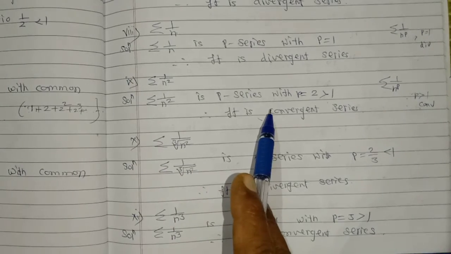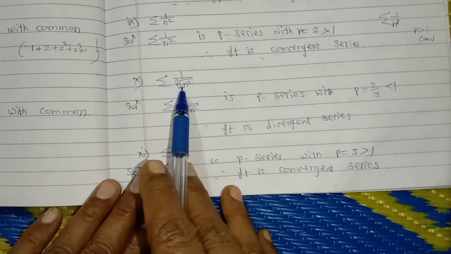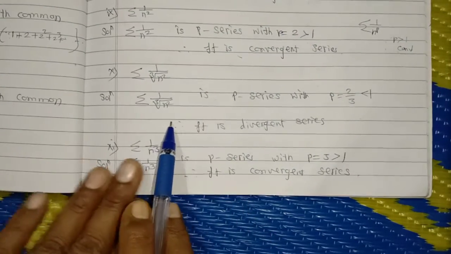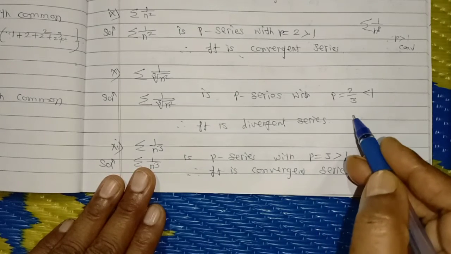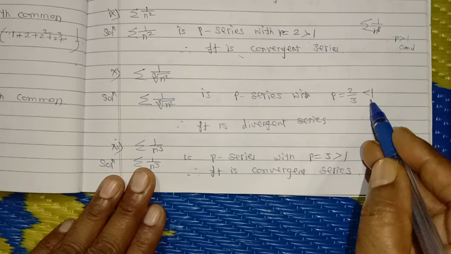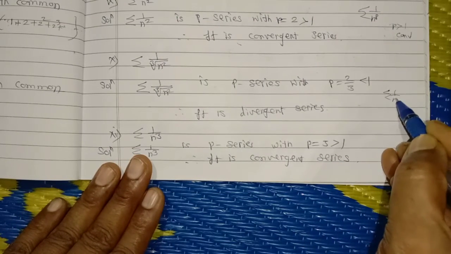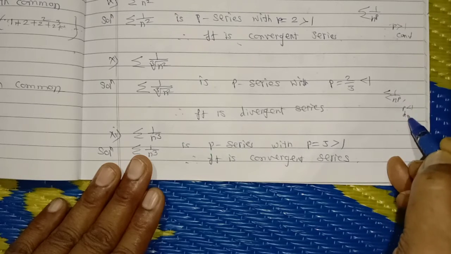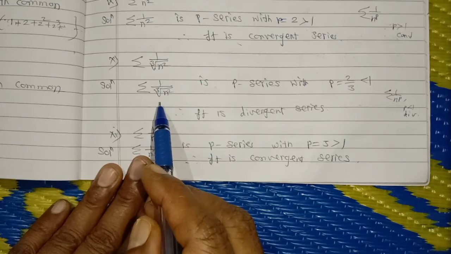Next series is summation of 1 upon cube root of n square. We write given series in the solution. It is a p series. P equal to 2 by 3, which is less than 1. And we know that p series summation 1 upon n raised to p, if p is less than 1, then series is divergent. Hence given series summation 1 upon cube root of n square is divergent series.